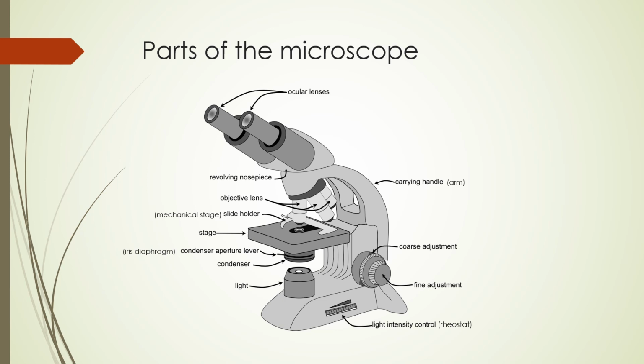On the side of the base of the microscope, we have the light intensity control, which is also known as the rheostat. Above that, we have 2 knobs. One is called the coarse adjustment knob, and one is called the fine adjustment knob. And then at the very back of the microscope, we have the carrying handle, which is also known as the arm.